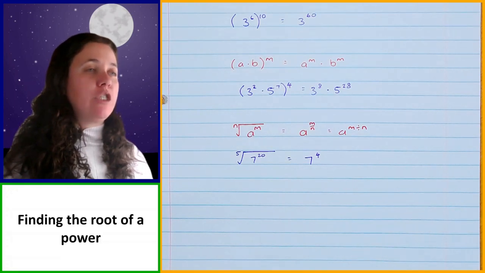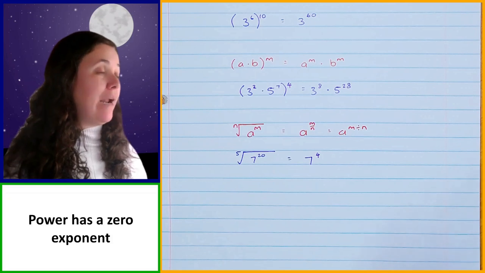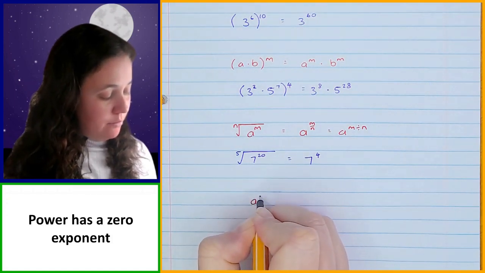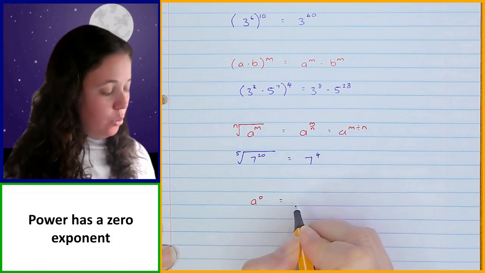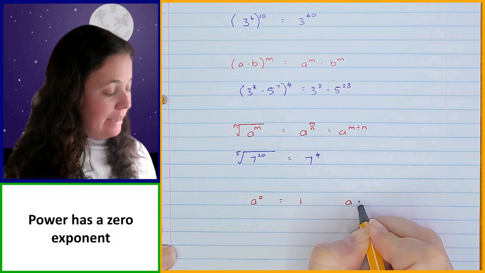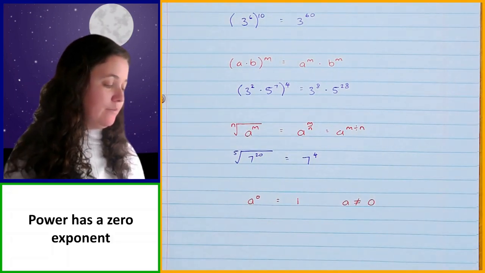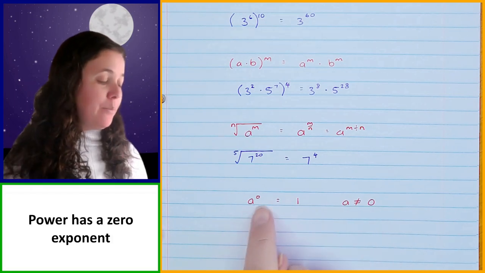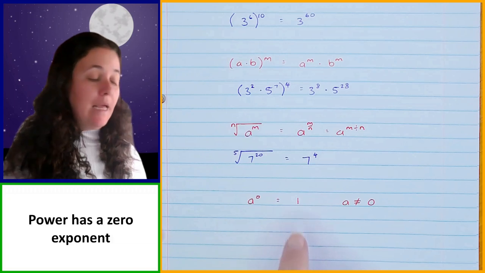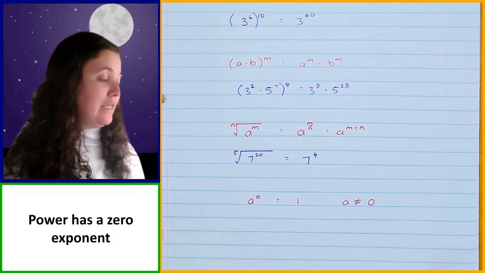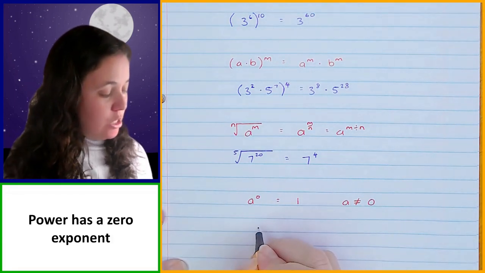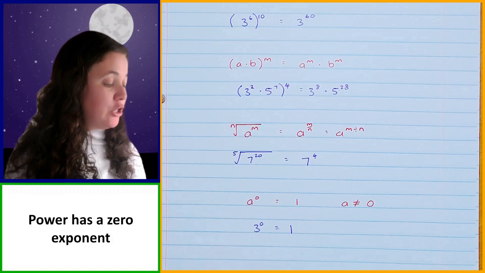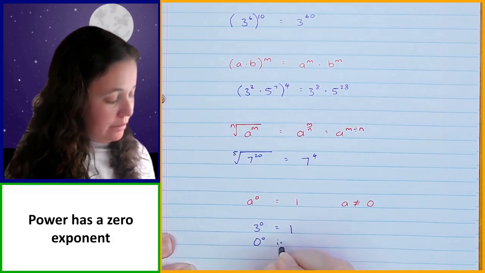And then the last one that we just did was a power that has a zero exponent. So we have a to the power of 0, and that is equal to 1, but this is provided that a is not equal to 0. So if the base is non-zero, then if the exponent is 0, the power is equal to 1. If the base is 0, then remember that it is undefined. An example of that could be 3 to the power of 0, which gives us 1. And just so you also have this, 0 to the power of 0 is undefined.